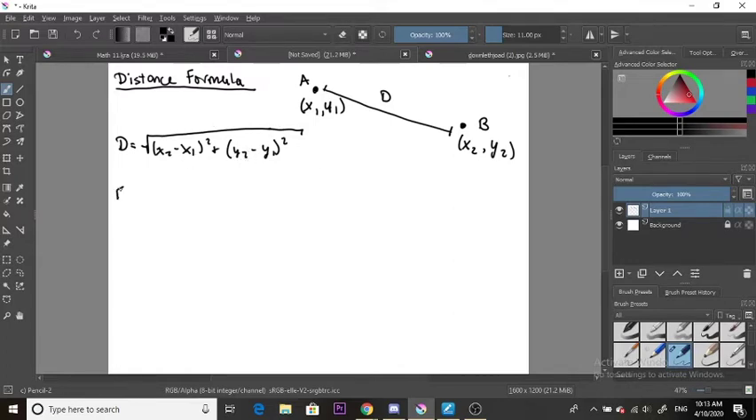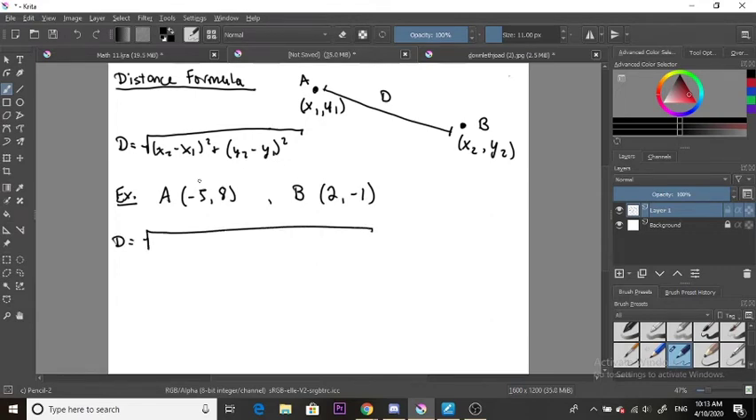So let's do an example. So let's say that our point A has the coordinates of -5 and 8, and B has the coordinates of +2 and -1. Let's put these into our formula to find out what our distance is. So this is x1, y1, x2, and y2.